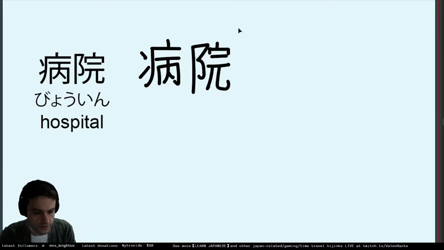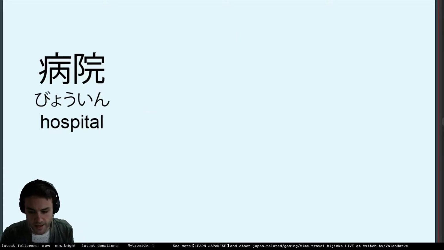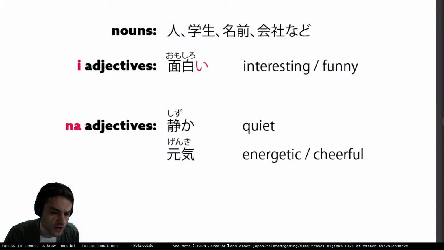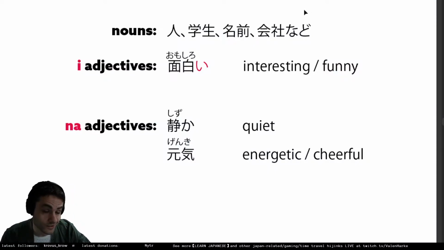So let's get rid of this. Bye-bye. Bye-bye. And we're going to move on over to here. Uh-oh, we got a lot of stuff on the screen, and it's only going to get worse. Well, we've got nouns, and we've got adjectives in Japanese, and you might say, but Valen, we've also got verbs, don't we? And yes, we do, but verbs got their own entire screen, and I'm going to go on to that in a second. I want to go over some more simple stuff first, which are the nouns and adjectives.